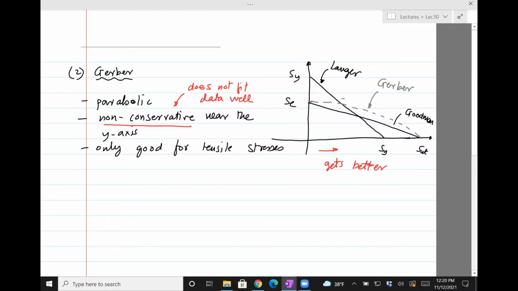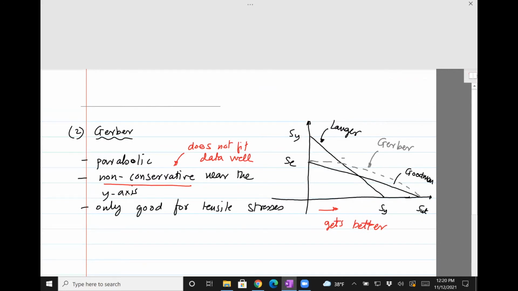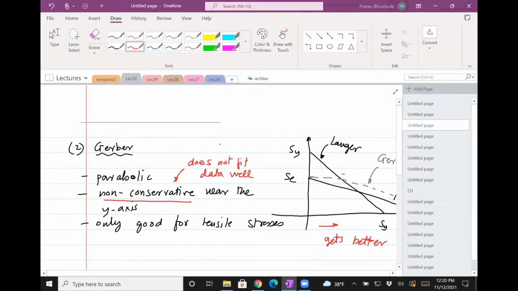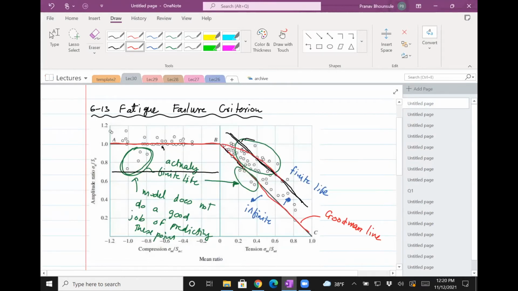And it's nice to have a parabolic equation, because if you go back to the plot I showed you earlier, you see that these points are all strewn over the place. So if you are able to draw a parabola like this, that's not right. It should be something like this. Then it becomes less conservative than the Goodman line, and that's why there's a new line. Okay, so let's write the equation for it now.